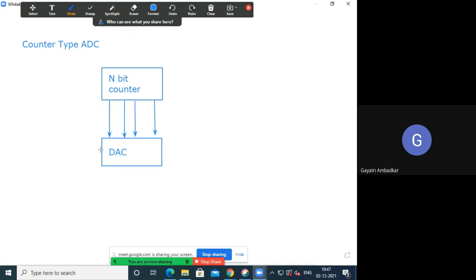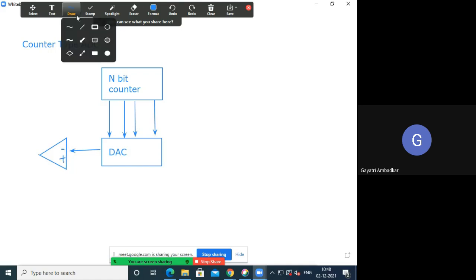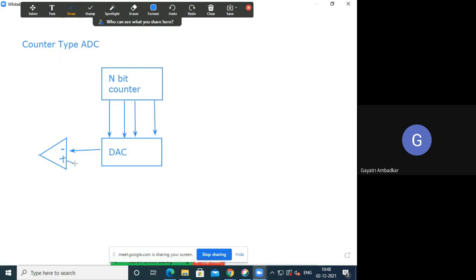So this is the output of DAC. This output will go to a comparator. So we have a comparator such that the output of DAC is given to the negative terminal, that is the inverting terminal. And what about the non-inverting terminal? We will apply the second input to the non-inverting terminal.